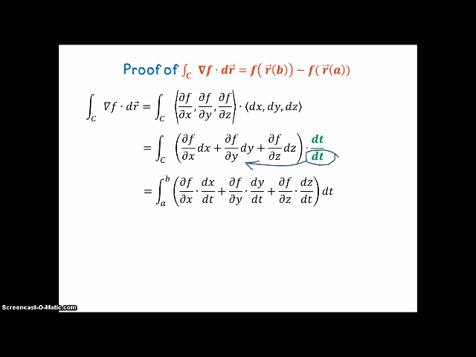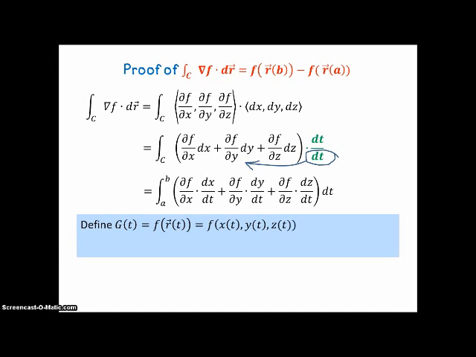Now that integrand should remind you of something, and we're going to define g of t to be f of r of t, which would be the set of parametric functions for each of x, y, and z, and then operate on those by f. And then from section 12.7, that integrand above, by definition then, is the derivative of g.